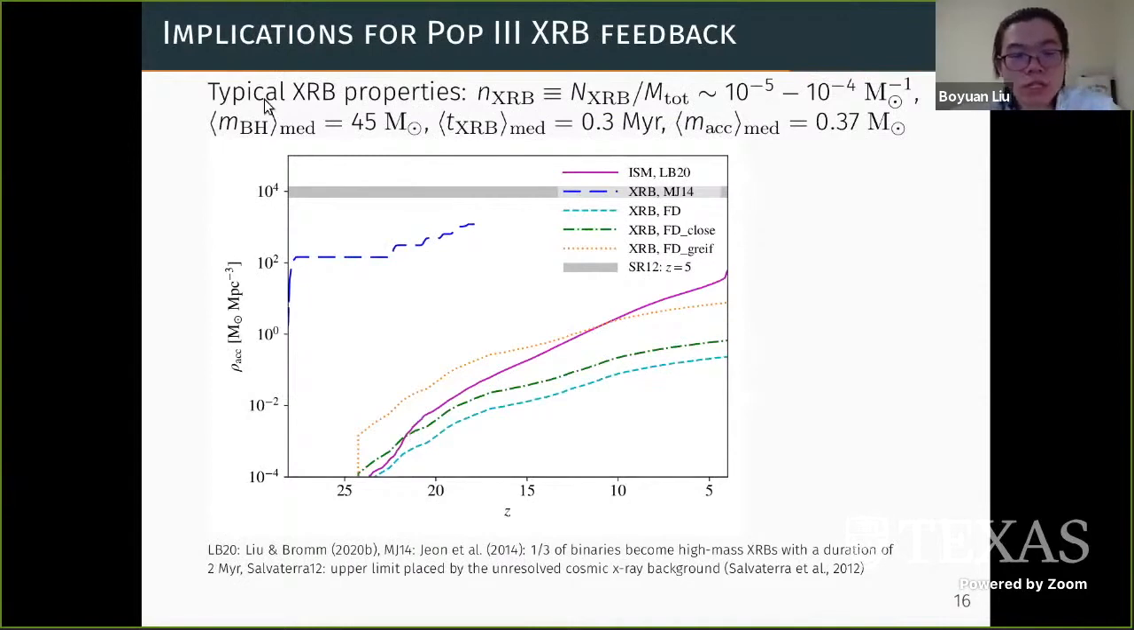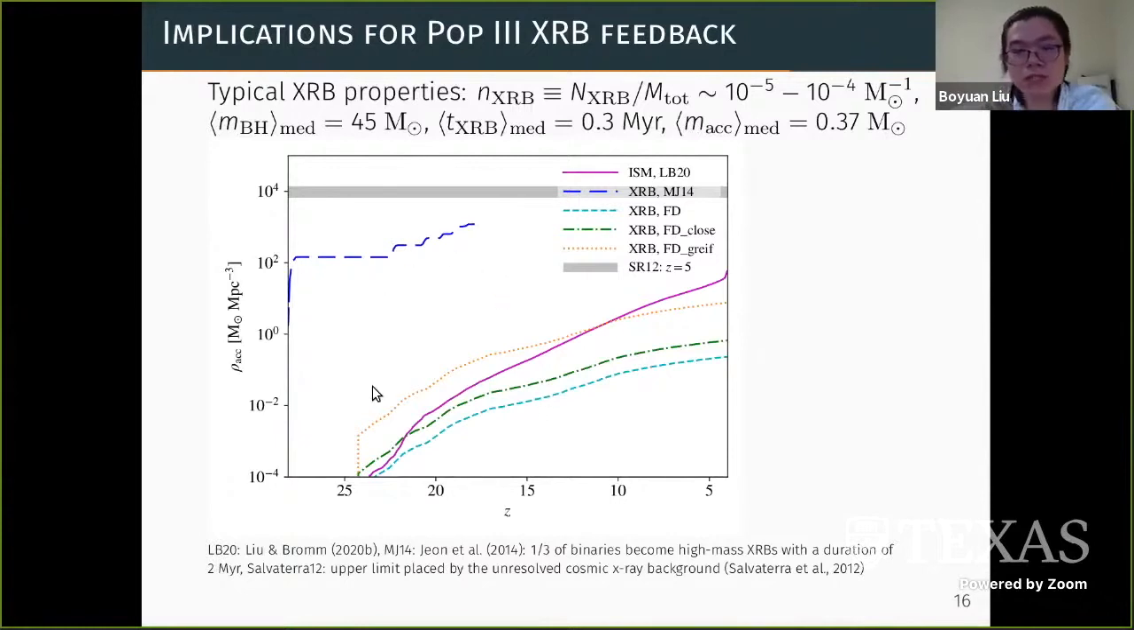This plot shows the comoving density of accreted mass in Pop III black holes. The solid curve here shows the accretion from the ASM derived from cosmological simulation. The long dashed curve here shows an example for accretion in Pop III XRBs assumed in previous studies, which is pretty high. And all the other curves are the results for XRBs from our models. And you can see, and also this shaded region is the amount of accretion needed to explain the observed X-ray background.